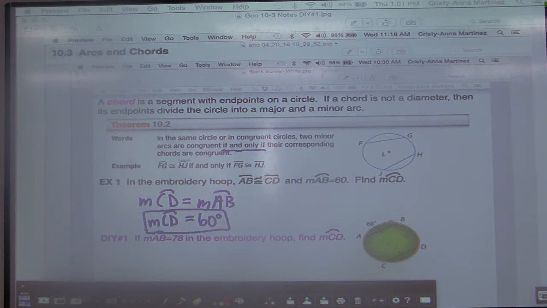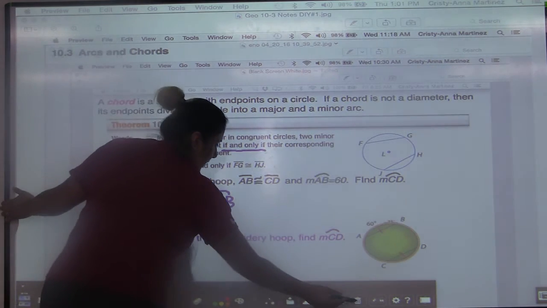So you can do it yourself, number one, also referring to the same diagram. And then we'll go on to our next item.